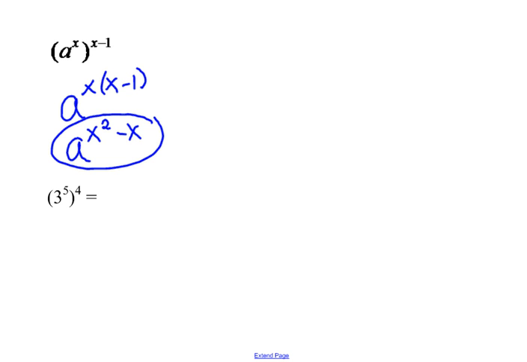Here we have 3 to the 5th to the 4th. We're still just going to multiply our exponents. That's going to be 3 to the 20th. You see our base doesn't change, whether it's a variable or a whole number like 3 or a fraction. The base doesn't change. Only the exponents change.